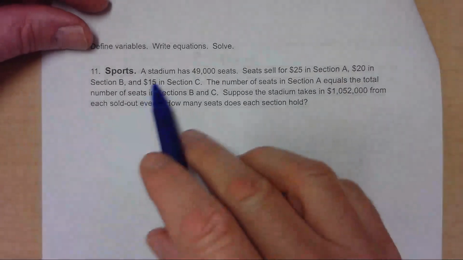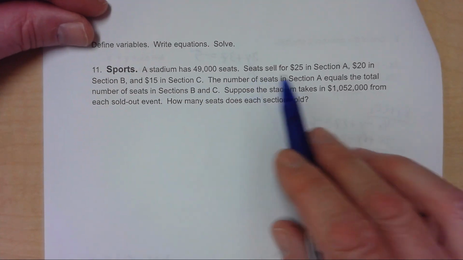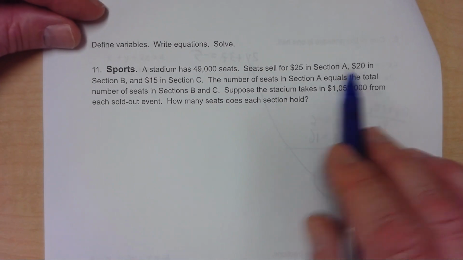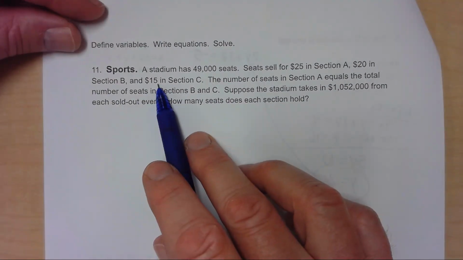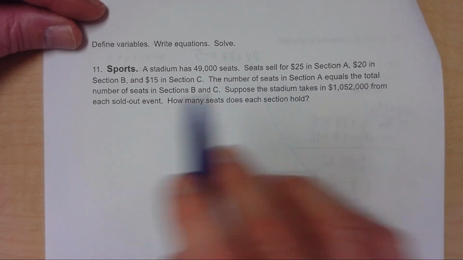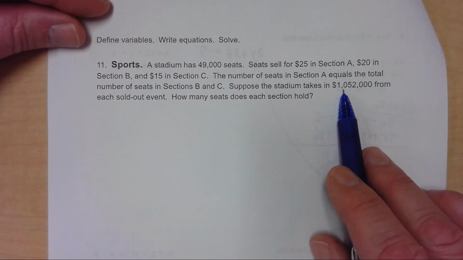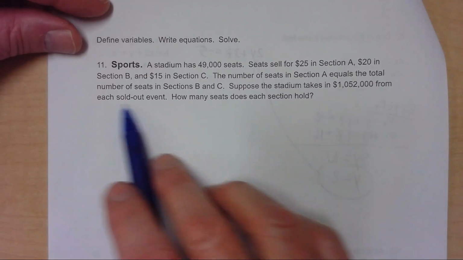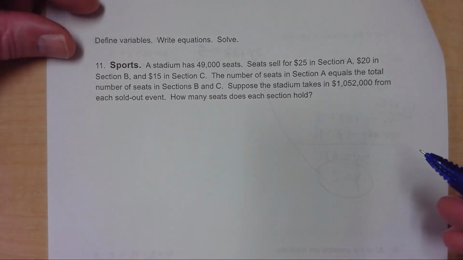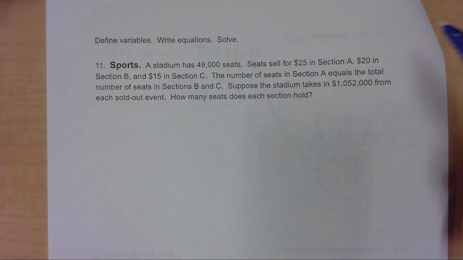A stadium has 49,000 seats. Seats in section A sell for $25, $20 in B. Section C is $15. The number of seats in section A equals the total number in B and C. Suppose that the stadium takes in $1,052,000 from a sold-out event. How many seats are in each section? I'm not going to use X, Y, and Z for this one because it's A, B, and C. So I'm just going to use those.